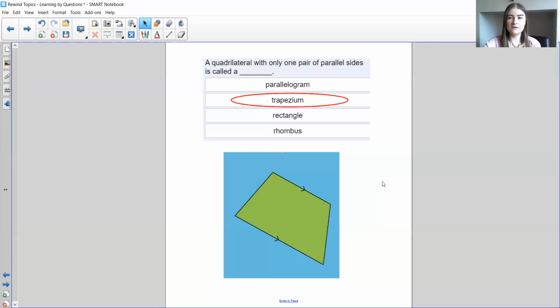Okay, so that's it for today's lesson. Now I would like you to go on learning by questions with your code and have a go at those questions. So some of them will be very similar to that, and there might be a few extras as well.